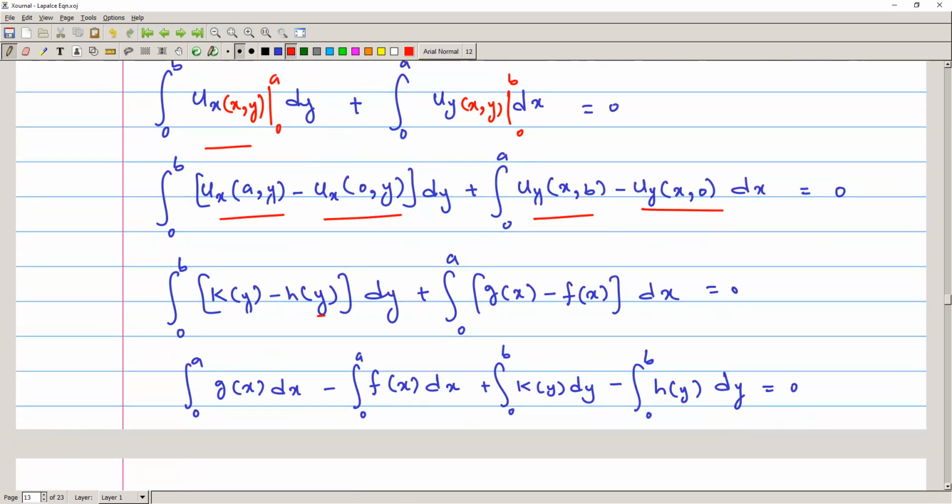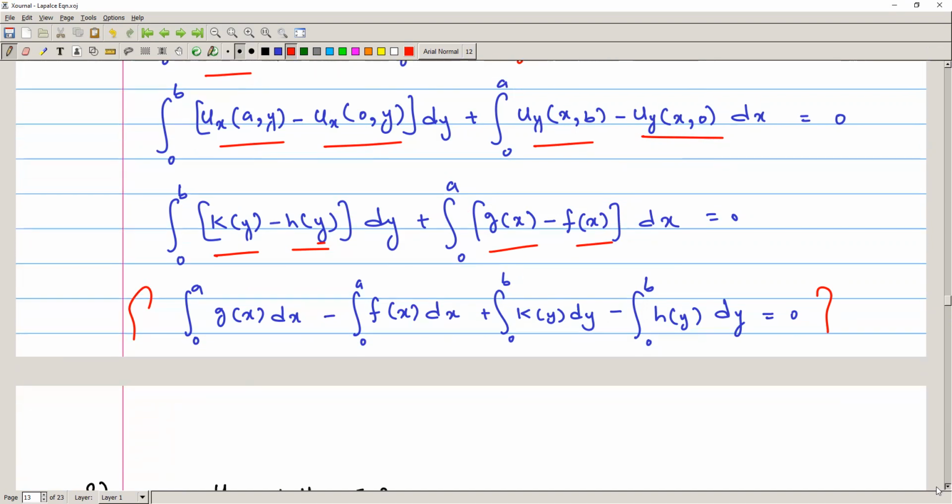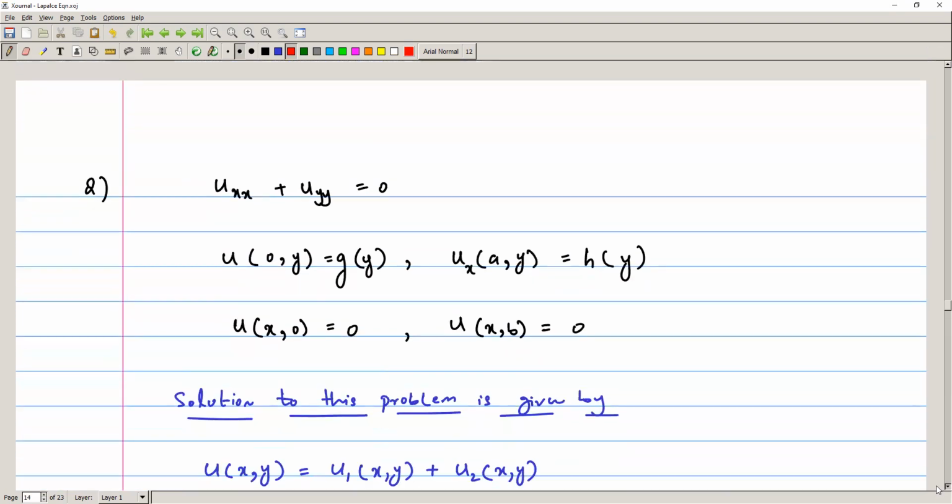So now we can plug in the values that are given in the boundary conditions. So u_x(a,y) is k(y), u_x(0,y) is h(y), and then similarly this one. All right, so now we can write it independently with the integrals. So we have the form of the compatibility condition, and we can see that this is the condition which should hold for this Neumann problem for the Laplace equation, right?